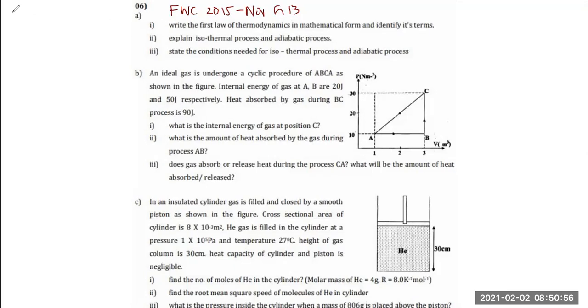Let's start with A part. Write the first law of thermodynamics in mathematical form and identify its terms. Number one, it's pretty straightforward. Delta Q equals delta U plus delta W.